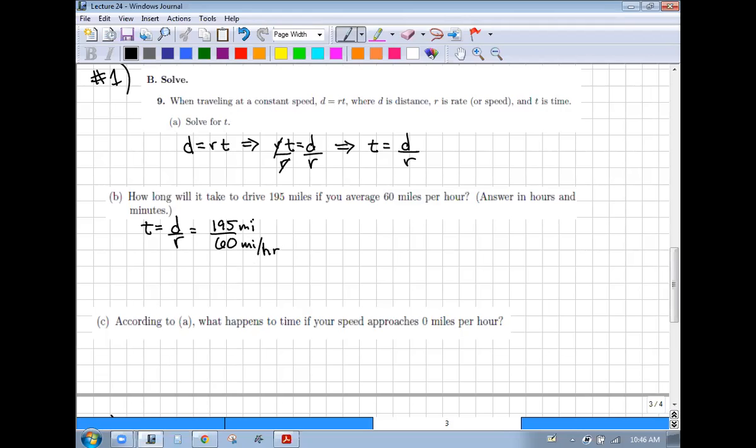So look at your units here. The miles cancel out. You have 1 over hours. All right, so always look at your units. Your units are what guide you. So we take 195 divided by 60. We get 3.25. And it's 1 over hours, which gives you hours.